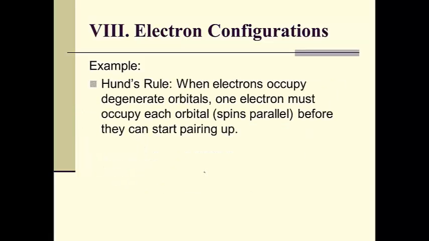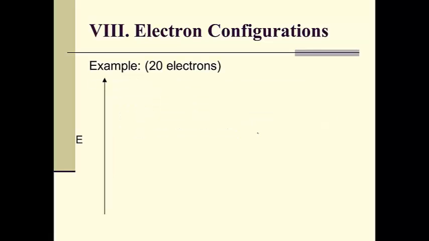Okay, and Hund's rule. When electrons occupy degenerate orbitals, and degenerate orbitals basically means orbitals like the p orbitals when you had 3 of them. Okay. Each electron must occupy each orbital, and the spins have to be parallel, meaning going in the same direction, before they can start pairing up. Okay, so we'll see how this works. Okay, we're trying to do calcium.